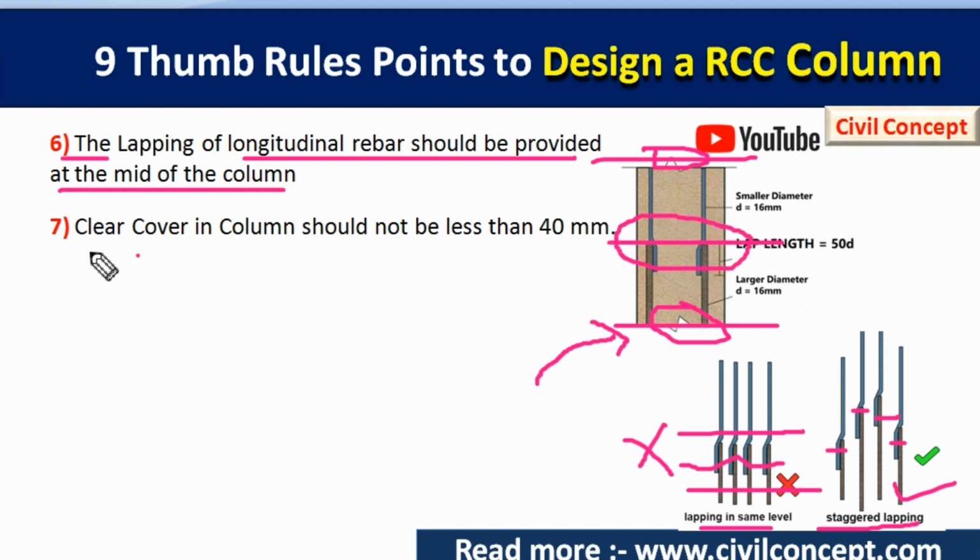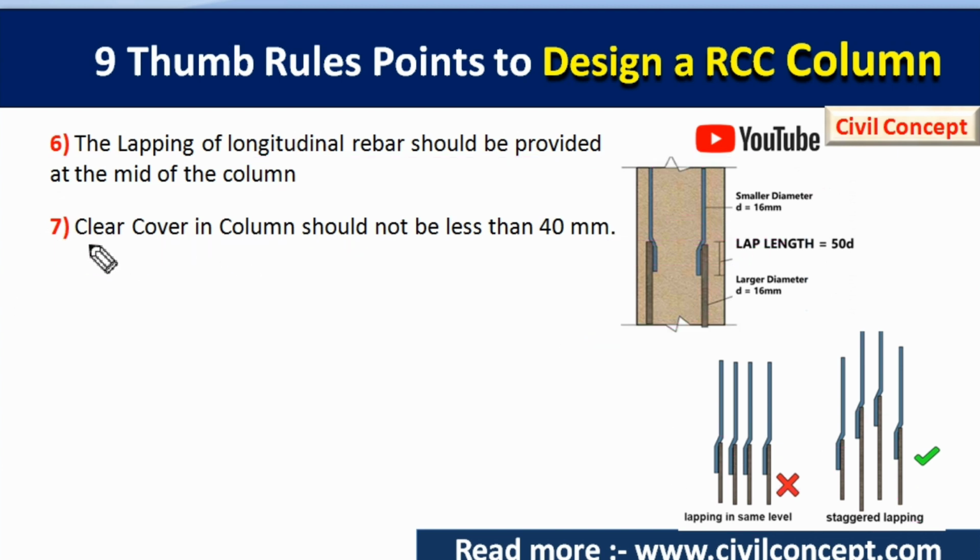Now point number 7 is the clear cover of the column. So clear cover means what? Clear cover means the distance between this rebar and the outer surface of the concrete. So this is known as clear cover. The clear cover in the column should not be less than 40 mm. This is very important. We can provide more than 40 mm according to the design and rebar quantity, but the minimum clear cover should be how much? 40 mm.